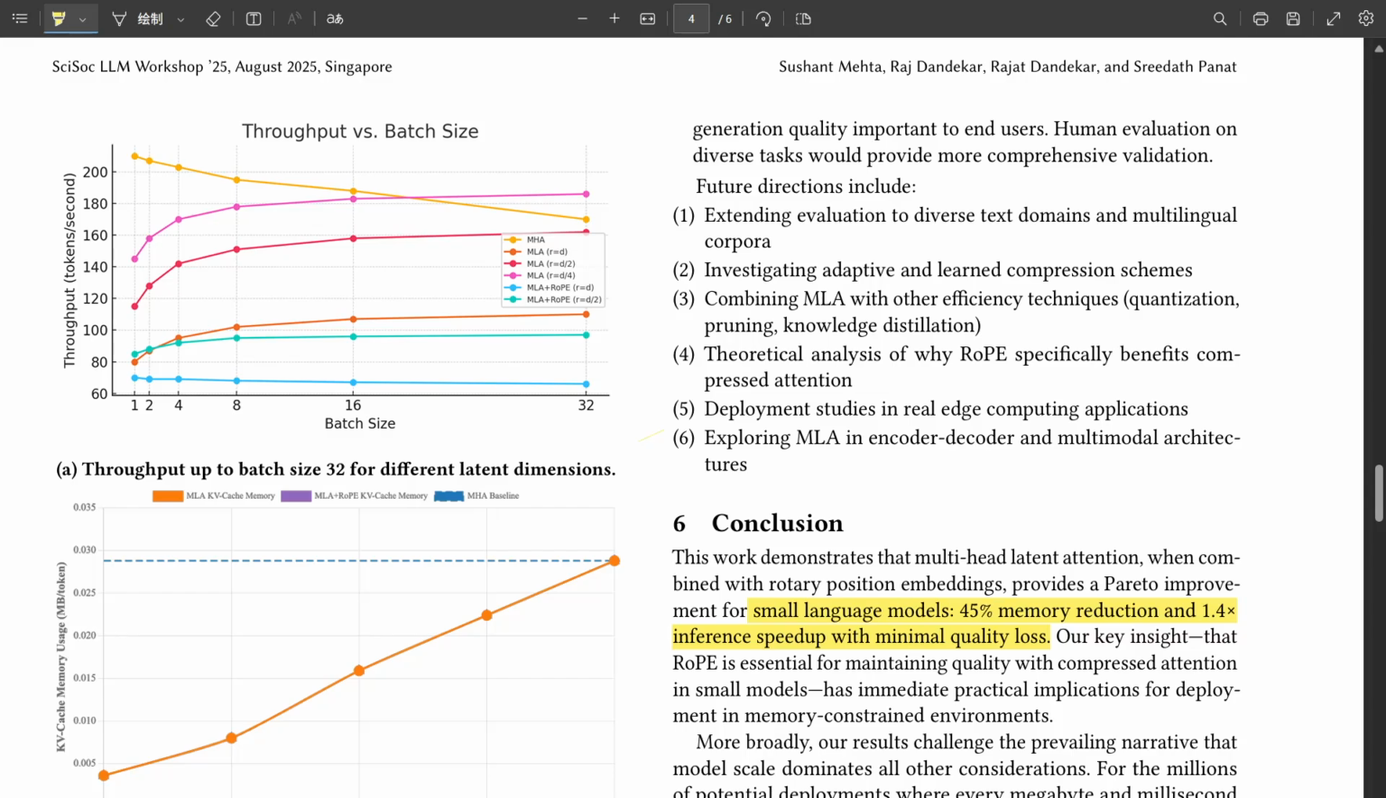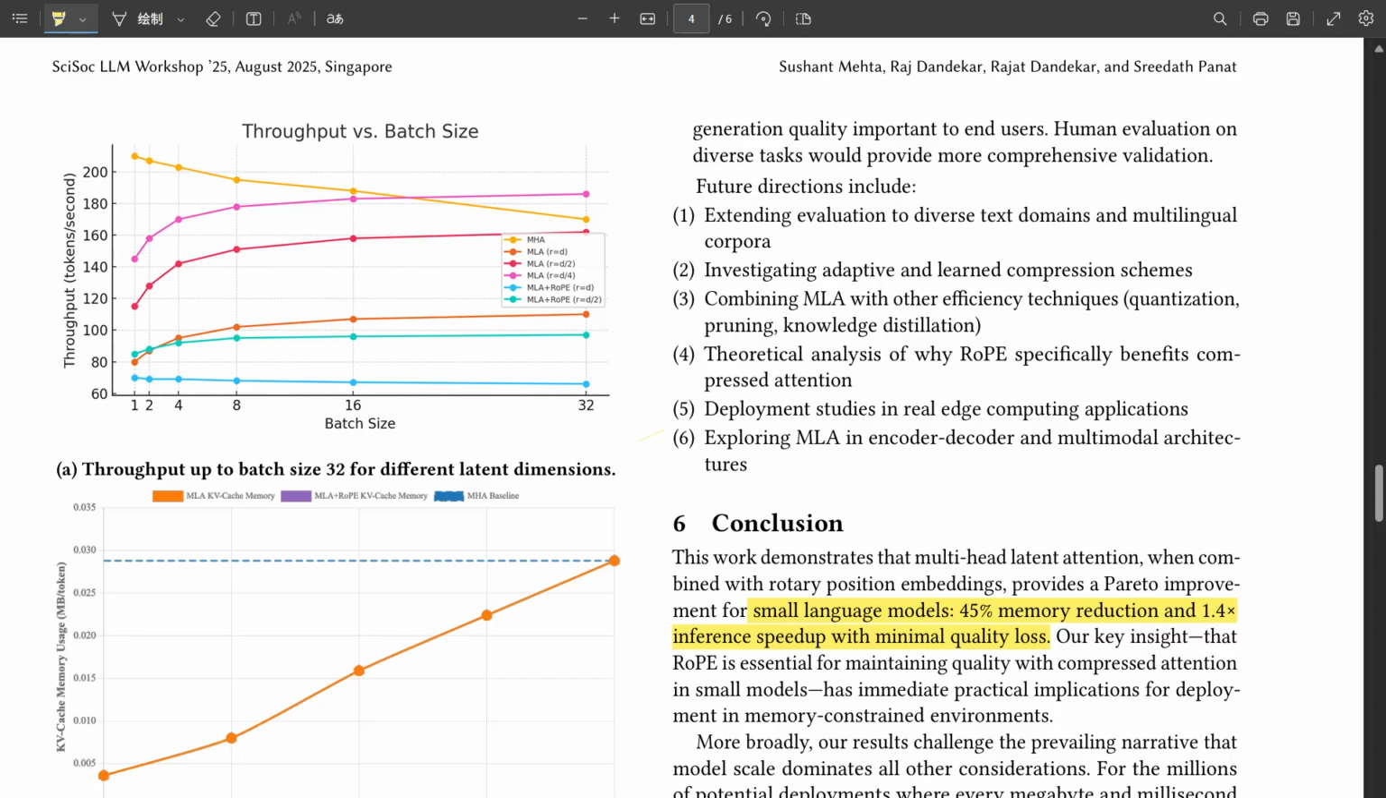This protective effect, as they sometimes call it, becomes particularly vital when you start really cranking down that latent dimension R and compressing more aggressively. Okay, so RoPE provides the structural map that lets MLA's compression shortcuts still lead to the right place, maybe even a better place than the original. That clarifies things. And you mentioned R, the latent dimension, is the knob that controls the trade-off.